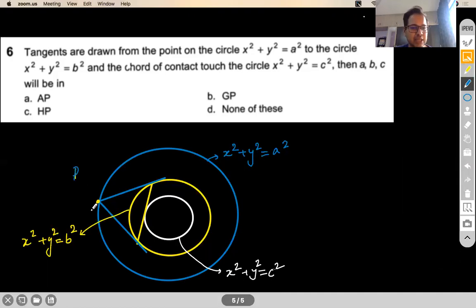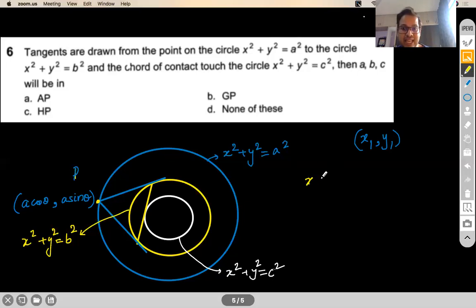So if I have to take a point on this circle, I would normally take it as A cos theta, A sine theta. It's hassle-free because you just have one variable to deal with, which is theta in this case. Now, what is the chord of contact equation to this circle, the circle drawn in yellow? So now your x1, y1 point is your A cos theta, A sine theta, right?